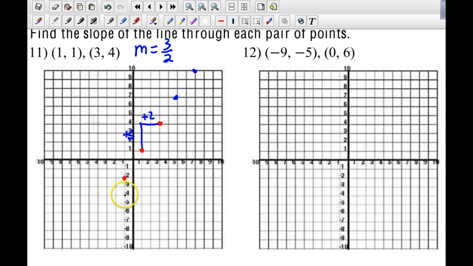How come this works? And how come these line up perfectly if I'm going down and left instead of up and right? Okay. So down 3 would be negative 3, left 2 would be negative 2, and negative 3 over negative 2 is the same as positive 3 over positive 2. That's why they all line up perfectly.